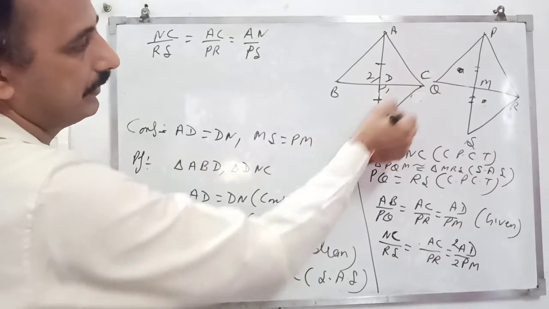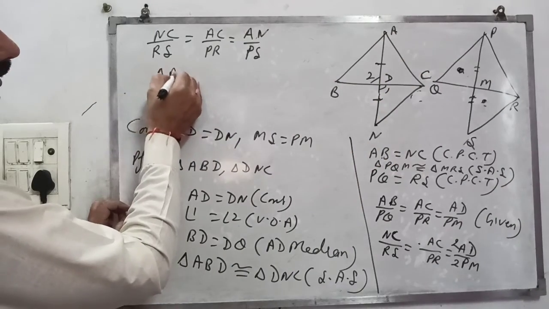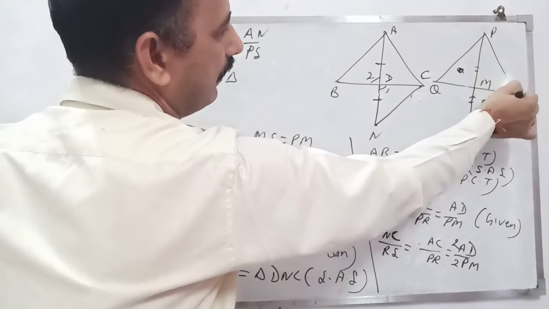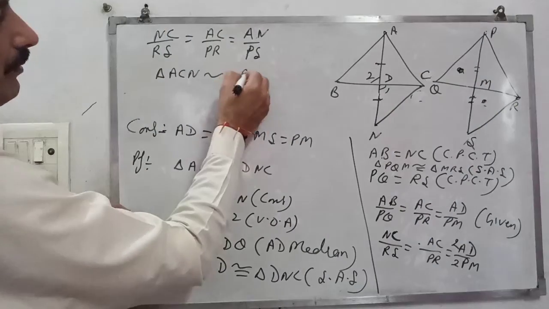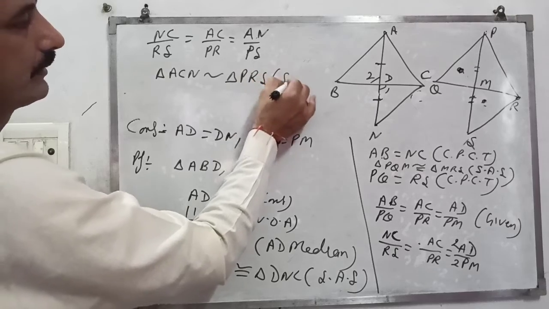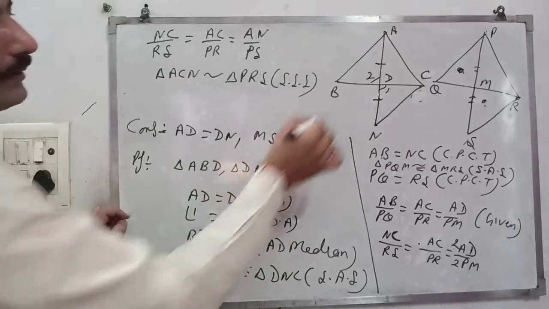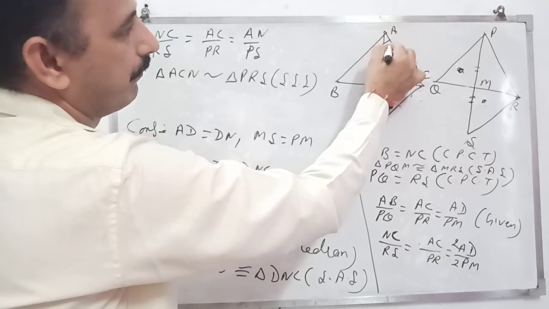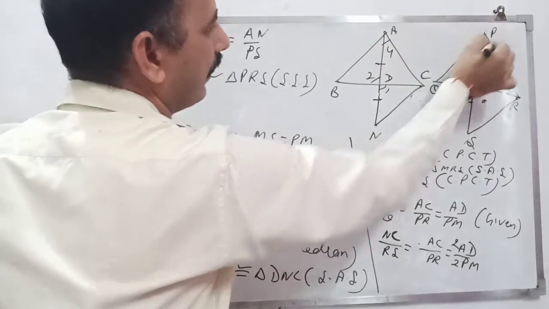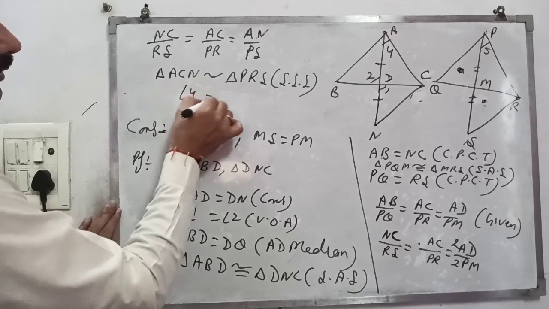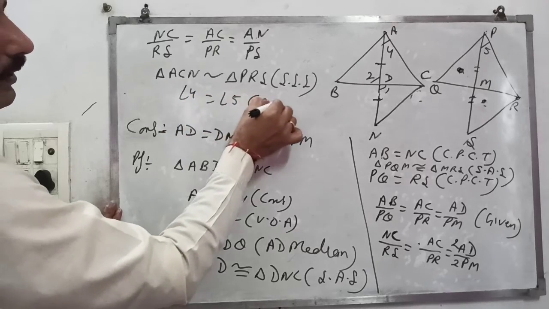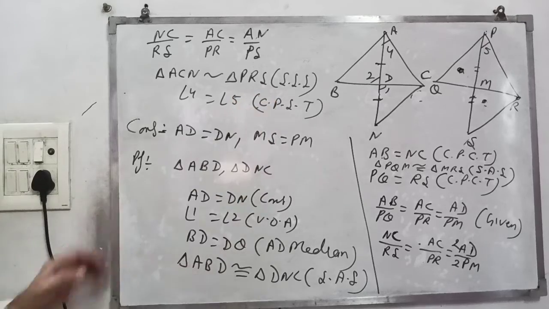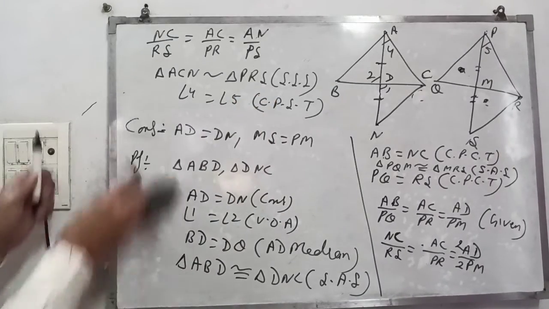triangle ACN is similar to triangle PRS by SSS. So angle 4 equals angle 5, corresponding parts of similar triangles. Angle 4 equals angle 5 because they are corresponding parts of similar triangles.